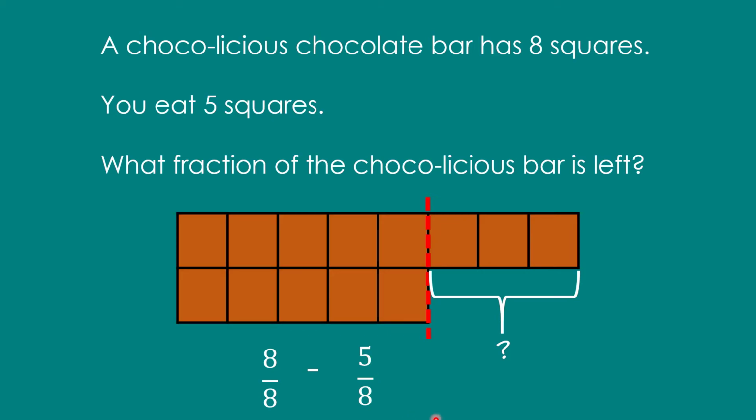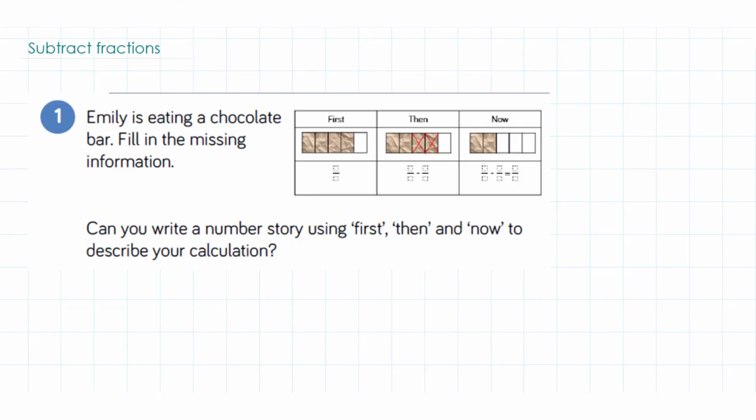Well, how many squares are left out of how many squares in total? It's 3/8, isn't that right? You can see the 3 squares and it's out of 8 squares in a whole bar. 3 out of 8 squares, 3/8. So that's the answer to our question. 3/8 of the Chocolicious bar is left. So you can find somebody to give the 3 squares to and make them very happy.